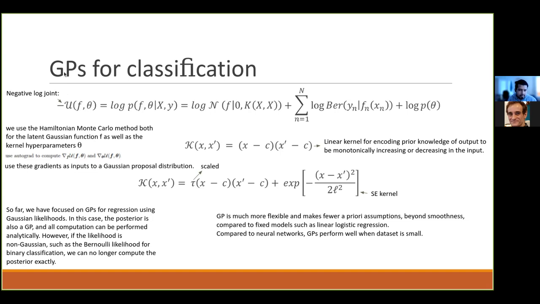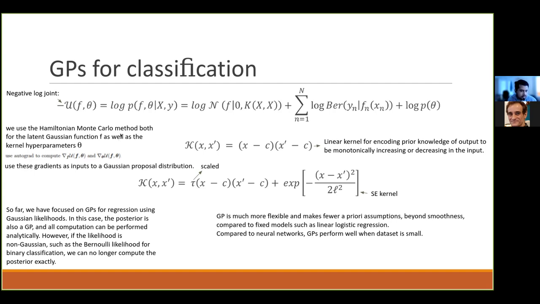Okay, so far we have used Gaussian processes for predicting the class of an input given the previous input. That can be said to be classifying the data set. In that case, to simplify the equations for that use case, we can use the negative log joint. So this is this huge expression. And to calculate this expression, we can use the Hamiltonian Monte Carlo method.